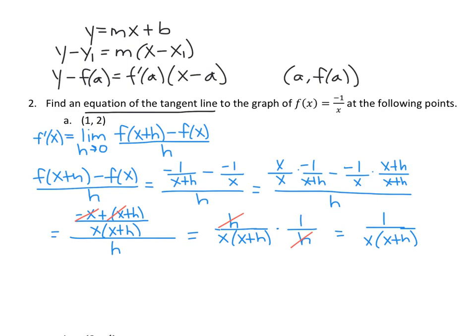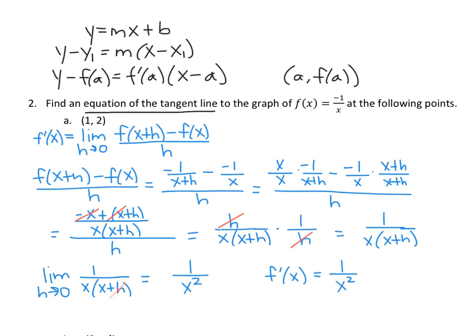Now to get the derivative, we have to take the limit of this. So we have the limit as h approaches 0 of our difference quotient, 1 over x times x plus h. And as h approaches 0, as h gets really small, we can think of it as going to 0. Then what we're left with here is a 1 over x times x, or x squared. So that gives us our derivative. Our f prime of x is equal to 1 over x squared.